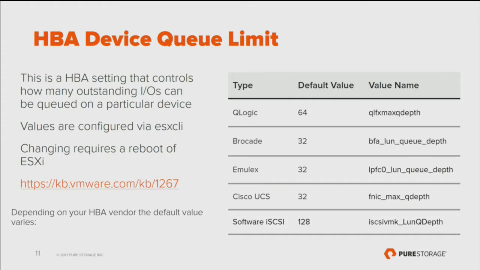And depending on your vendor, these default settings are slightly different, or the methodology you're using, or protocol rather. Right, QLogic 64, that changed, I think, in ESX 6 or something like that. The rest of them are 32. Software iSCSI is a little higher by default. It's 128. Right? And these are the default limits the HBA will allow for each individual device presented through it.